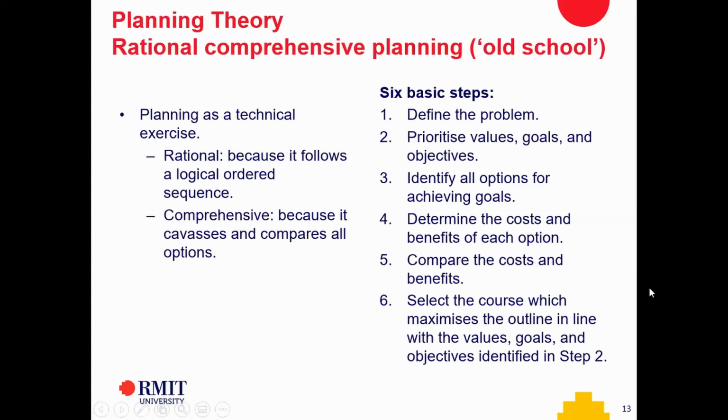Part of this equation of being comprehensive and rational is to have specific steps, six basic steps. You can see them here: defining the problem, values, goals, objectives, identifying all the options, determining the costs and benefits, comparing the costs and benefits, and selecting the course which maximises the outcome in line with the values, goals, and objectives. So it's a very coherent, comprehensive, ordered process, with a faith lying behind it that, yes, it's all going to work out okay in the end.